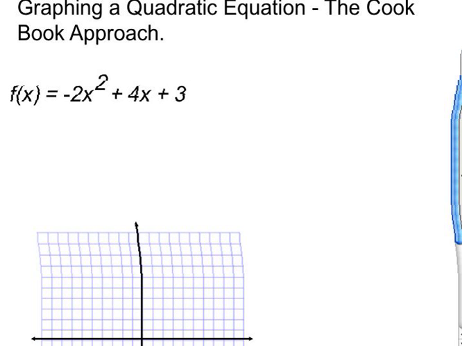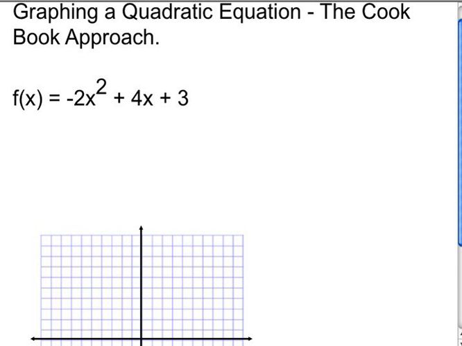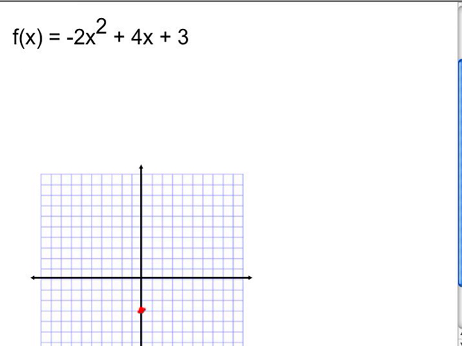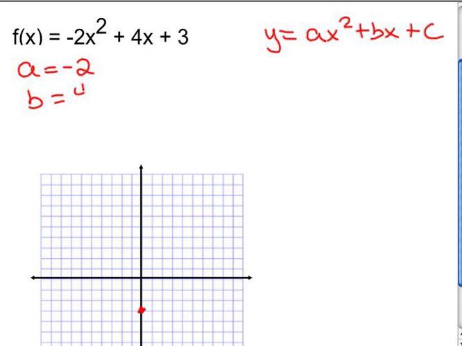So this is going to be graphing a quadratic equation, kind of a cookbook approach. I'm just going to give you a little recipe to follow, per se. And the first step with this equation is that it's in standard form, y equals ax squared plus bx plus c, which is kind of nice, because this tells us some nifty things. First off, we know a is negative 2, b is 4, and c is equal to positive 3.